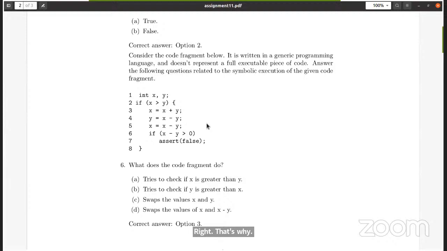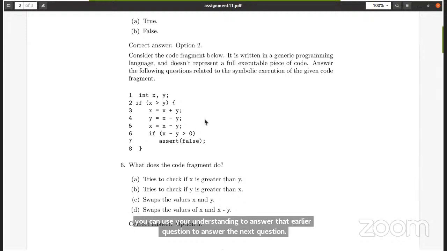Remember in the exam also, this is important. A lot of the group questions will be successively built. So if you get the answer for an earlier question right, then you can use your understanding of that earlier question to answer the next question. Okay, ma'am. Thank you. Right? In general, that's very important.